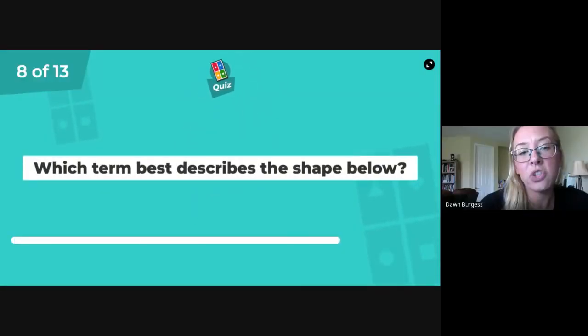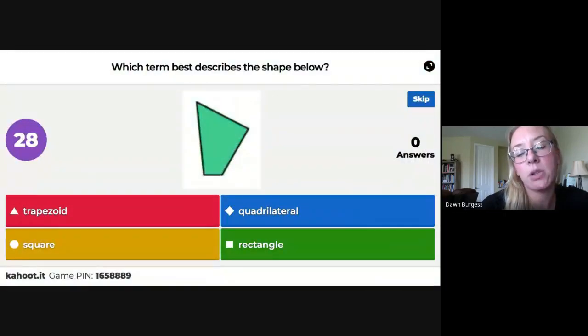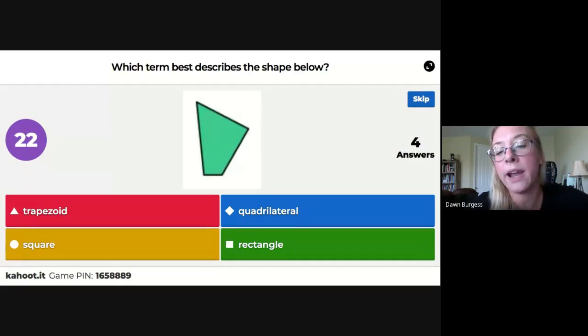Number 8. Which term best describes the shape below? What would we call this? A trapezoid, a quadrilateral, a square, or a rectangle?